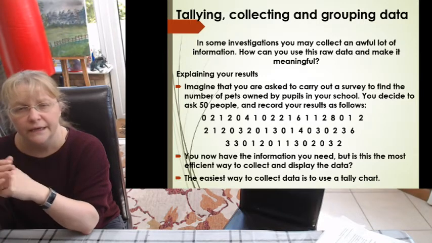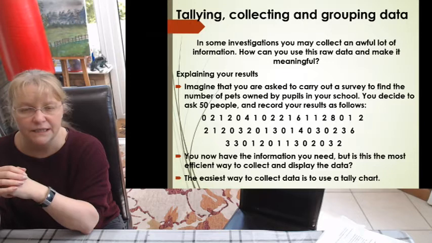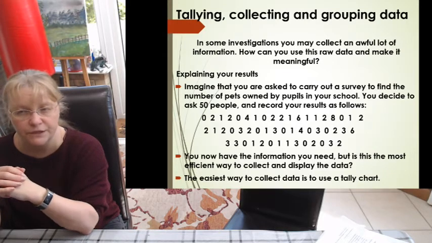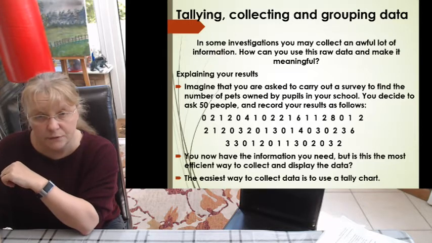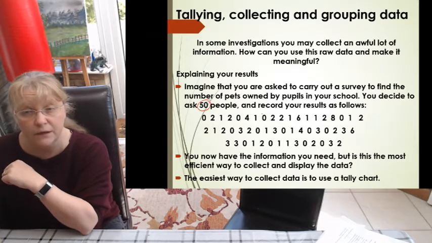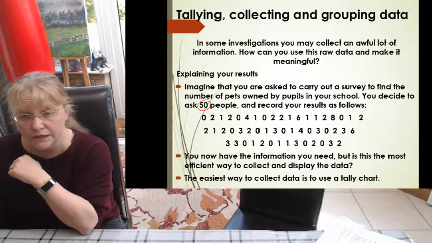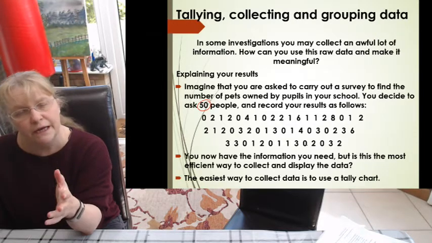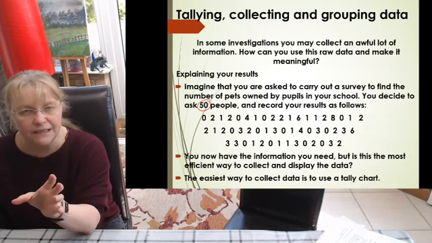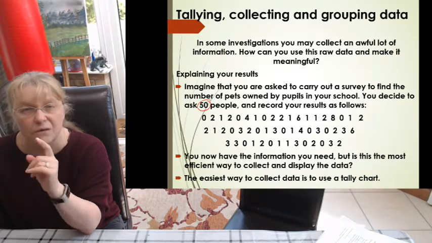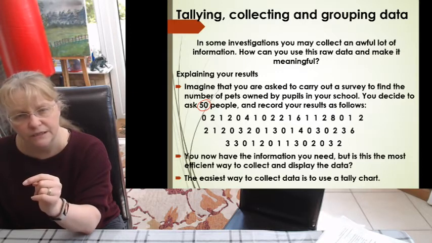So in this, you were asked to carry out a survey to find out the number of pets owned by pupils in your school. And you asked 50 people, so that's important. Quite a lot of people, and you recorded the results like this, and there's all the different numbers. So you now have the information you need. How do you display it? If you displayed it like this, people will go, ugh, probably the exact same way that you just did.